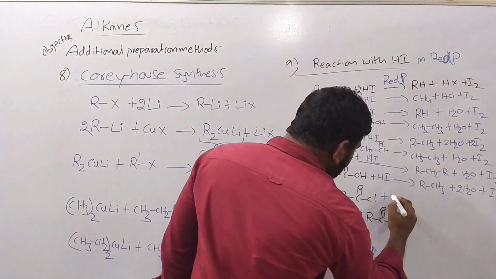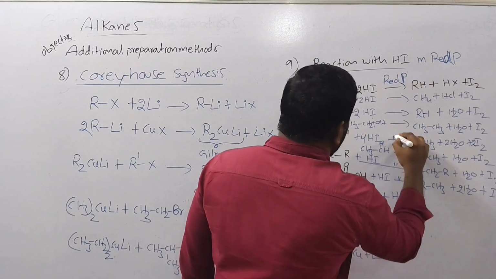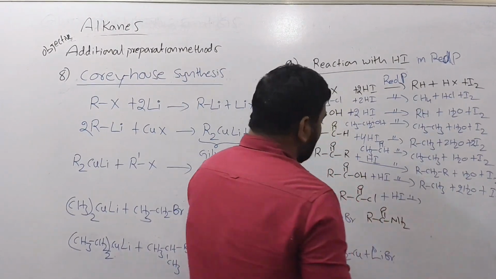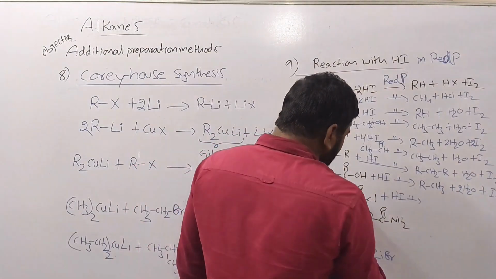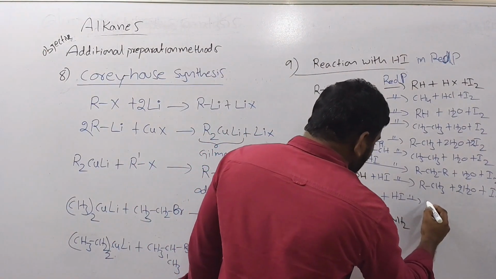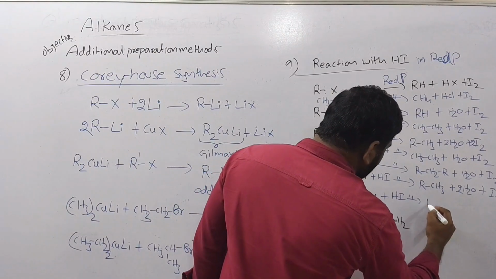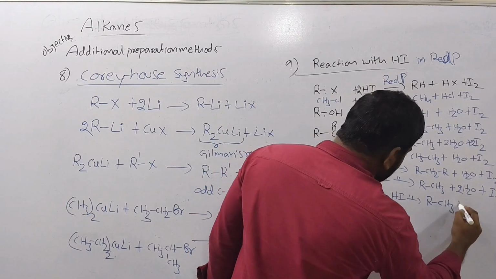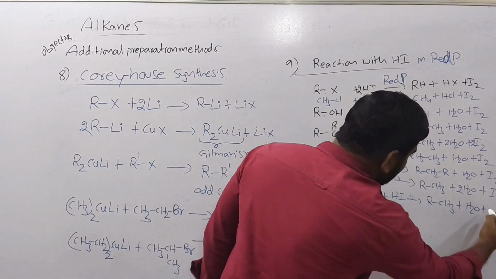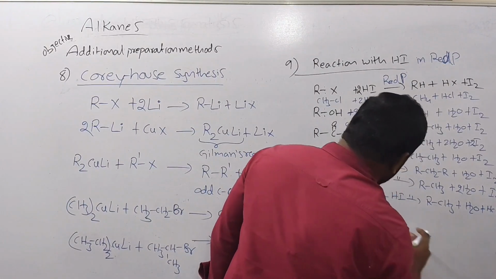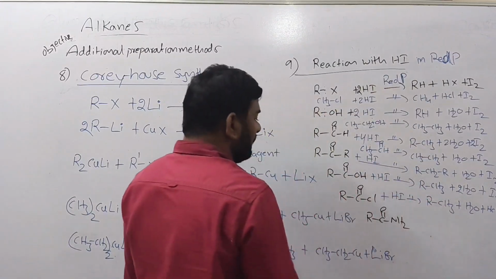Next, here also a reaction with HI in the presence of red phosphorus. For all these reactions I am not giving examples because you can write them. Next, if you take an acyl halide, what is happening? The acyl carbon is converting into CH3. O is there, so H2O will form. Cl is also there, so one HCl will form, plus from the HI the iodine will be removed as I2.